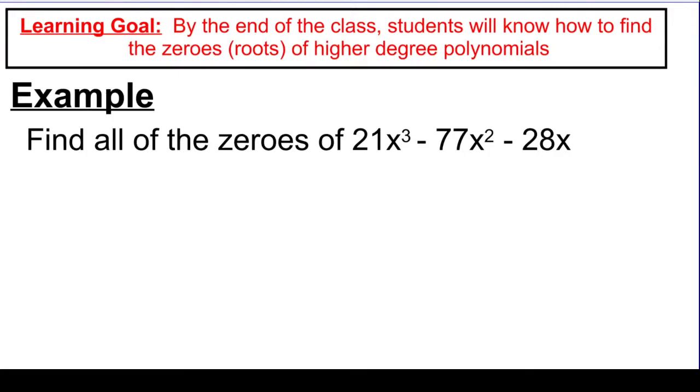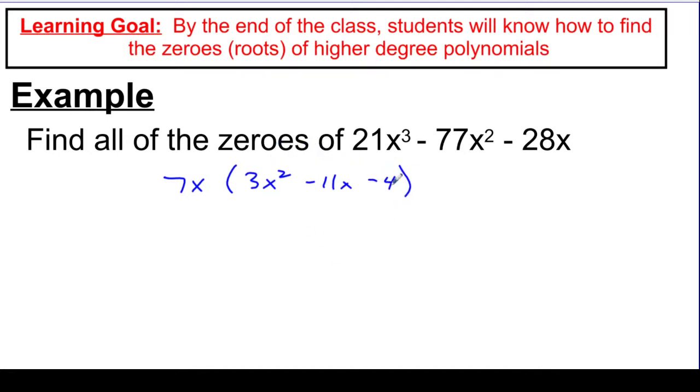Okay, so here's your first example. I'm asking you to find all the zeros of 21x cubed minus 77x squared minus 28x. So again, the idea is we're going to factor this as much as we can, right? So in this case, I would take a look and say 21, 77, and 28 all have a 7 in them, and there is an x that is common as well, right? And then it looks like what I'm left over with is 3x squared minus 11x minus 4, okay?